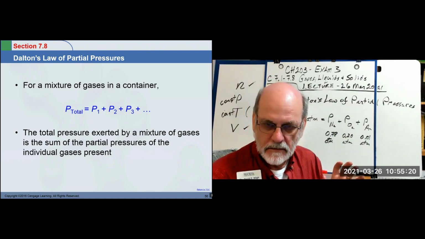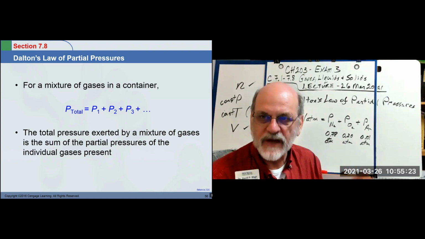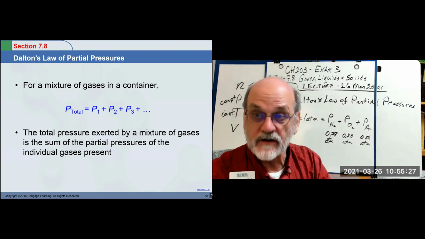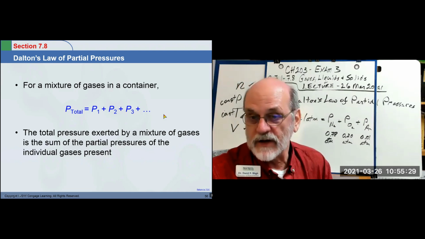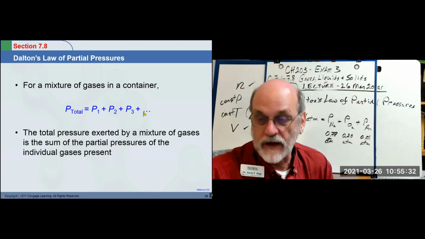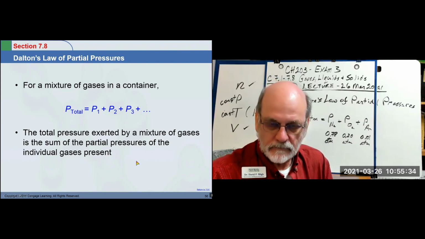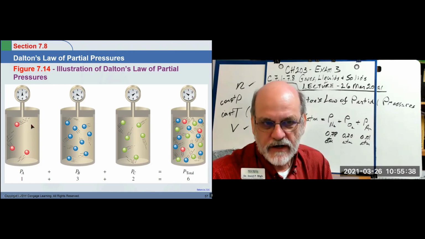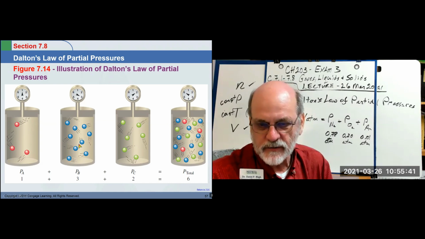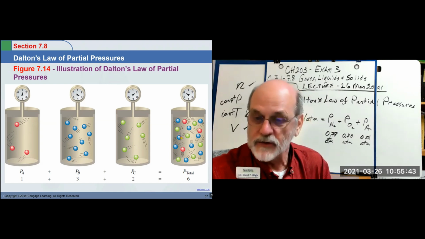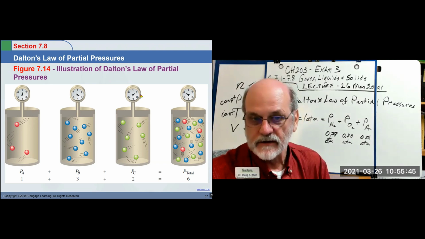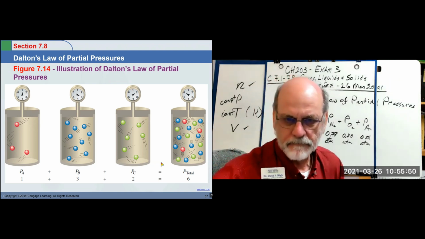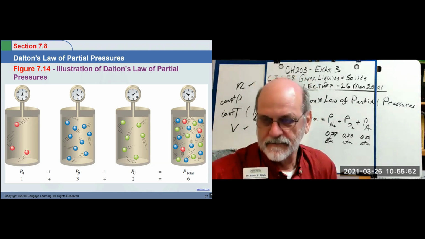Mixtures of gases will produce a total pressure based upon the individual partial pressures, the summation of the partial pressures of each of the gases. And it doesn't matter how many you have. I mean, whatever it takes. So if the pressure here is measured at that value, and pressure here is measured at that one, pressure here is measured at that one, when you put them all together, you get a total of 6, right? 2 plus 3 plus 1 is 6. Very simple. Now, why is that?